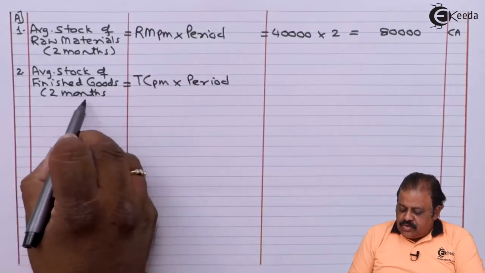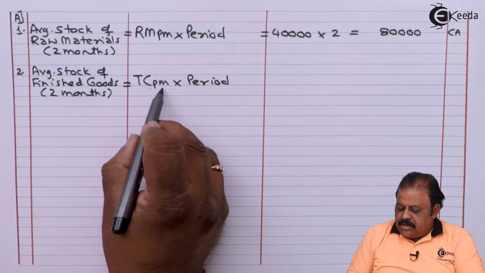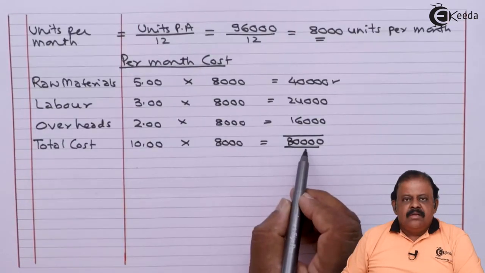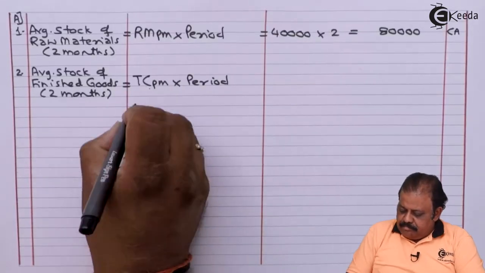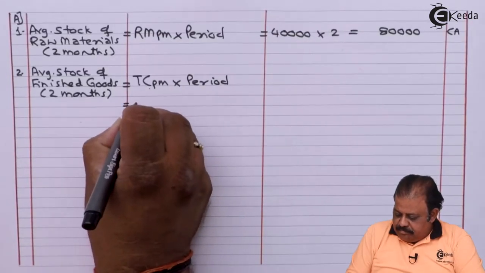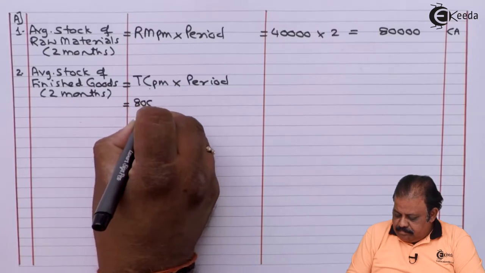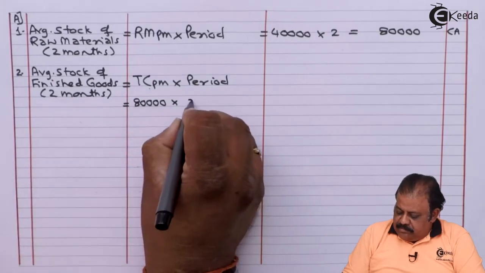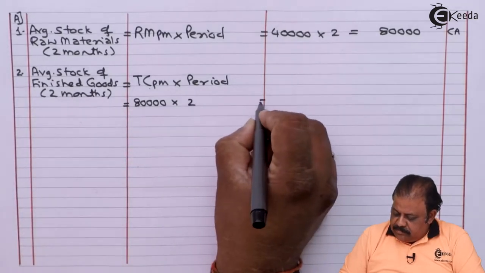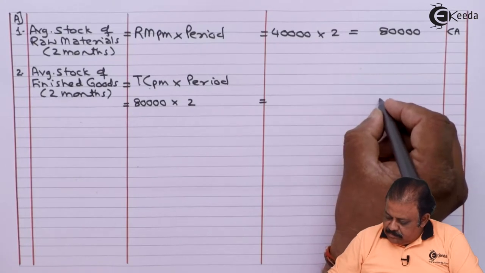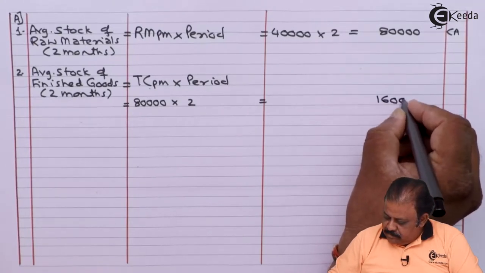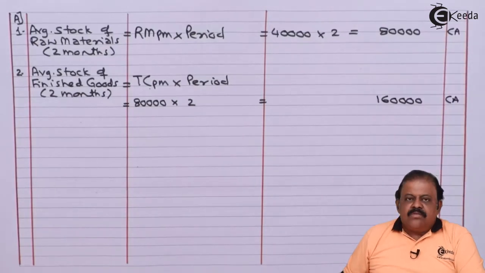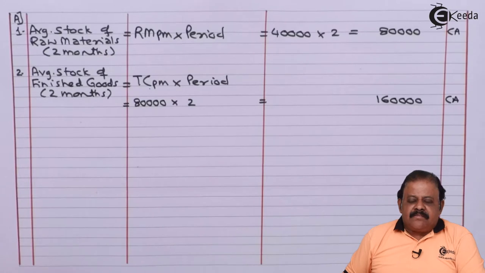Average stock of finished goods for 2 months: total cost per month multiplied by period. Total cost per month is 80,000, multiplied by period 2 months, is 1,60,000. This will be part of current asset.